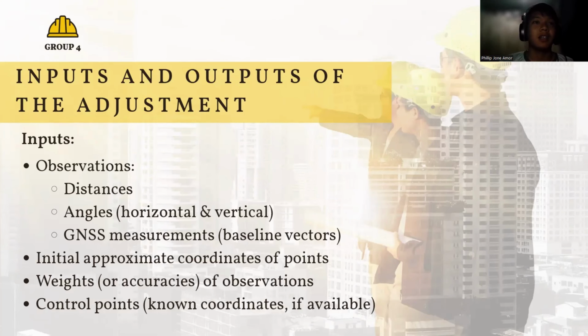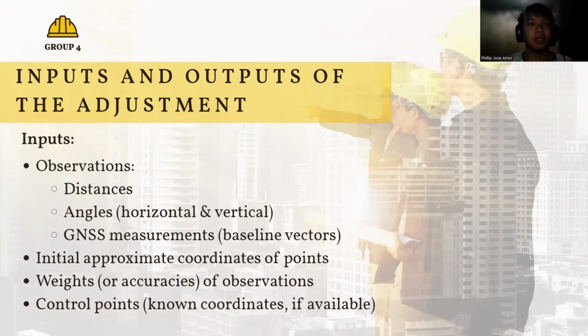In surveying, the adjustment process starts with several important inputs. These include observations such as distances, angles, both horizontal and vertical, and GNSS baseline vectors, which provide the raw measurement data. We also use initial approximate coordinates of the points as a starting reference, weights or accuracies to show how reliable each observation is, and control points with known coordinates to anchor the network. The purpose of these inputs is to define the problem clearly and provide the foundation for the adjustment.